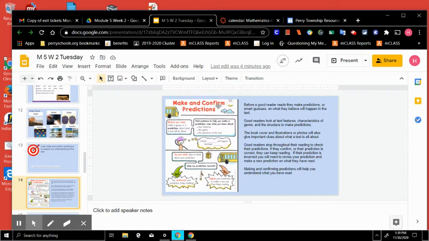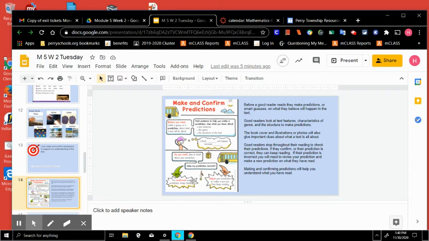This is a make and confirm predictions anchor chart. Before a good reader reads, they need to make a prediction or a smart guess on what they think is going to happen. You can do that by looking at text features. You can use your pictures. You can use your knowledge. You can think about the genre of the book. Is it fiction or nonfiction? Is it an informational text? What's the author trying to do? So you think, I think blank will happen because blank. So you can also look at pictures and book covers.